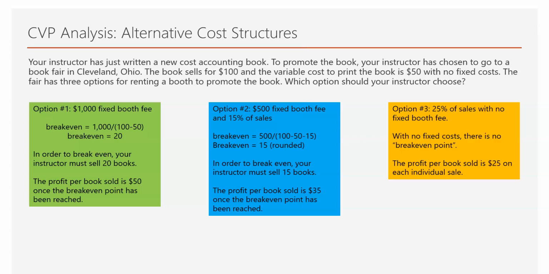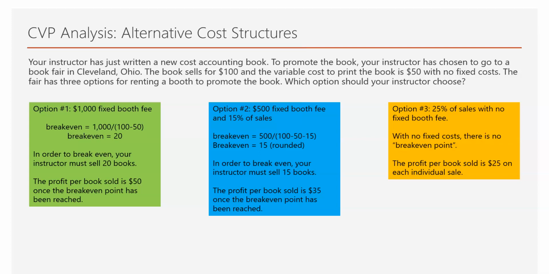So now let's look at option 3. Option 3, 25% of sales with no fixed booth fee. Oh, so with no fixed cost, there is no break-even point because I have no fixed cost to account for. So the profit per book is going to be $25 on each individual sale. How did I calculate that? Well, I calculated that as my price of the book, $100, minus my variable cost to print the book of $50, minus my new variable cost of $25 per book as a sales commission in place of a fixed booth fee.